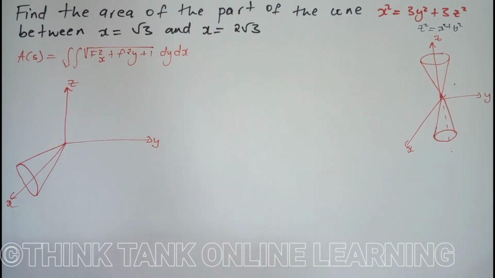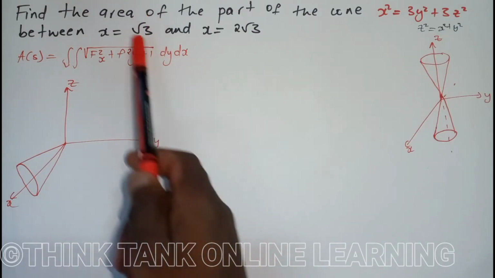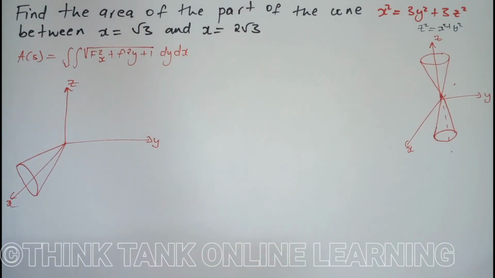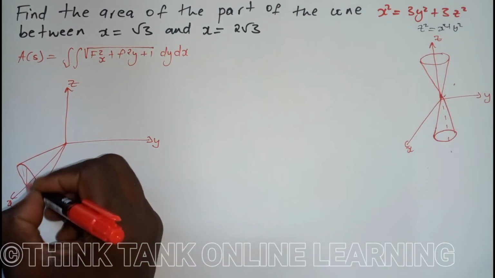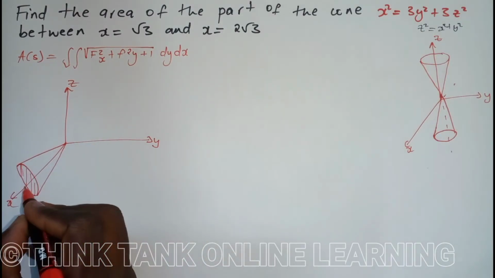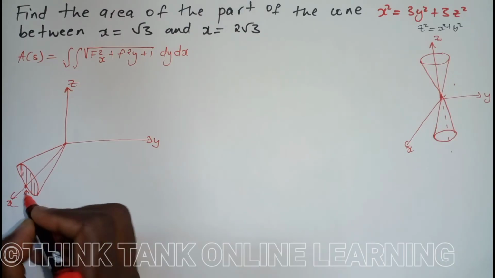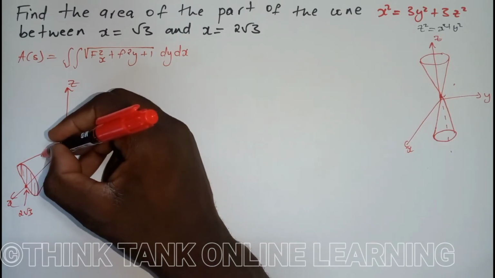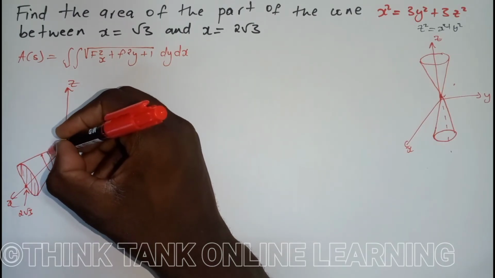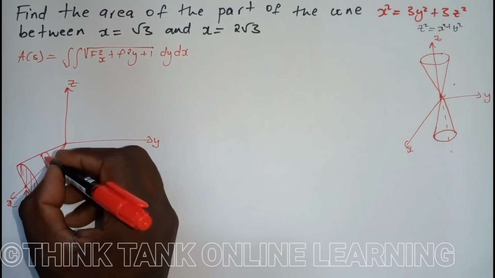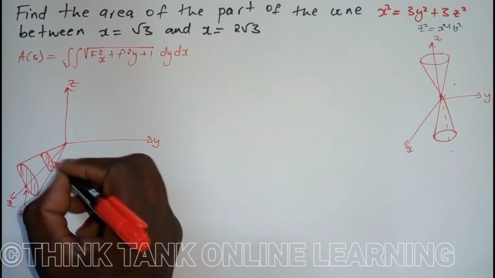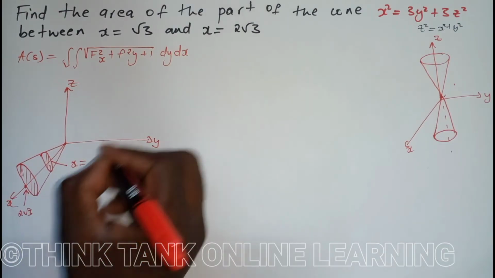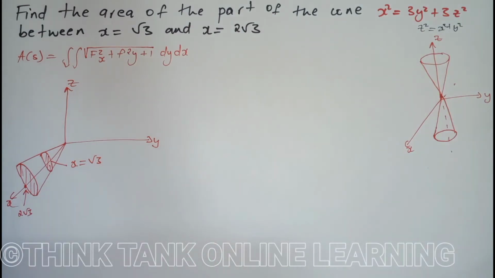I'm not going to draw the other part. Why am I not going to draw the other part? Because our boundaries for x, remember, given root 3 and 2 root 3, are all positive. So I'm going to say this is the point where x is 2 root 3. I'm going to choose another point. Let me say this is the point where x is equal to root 3, like that.